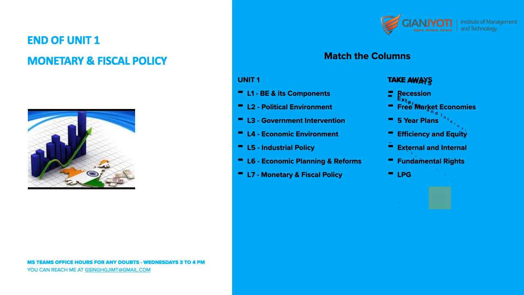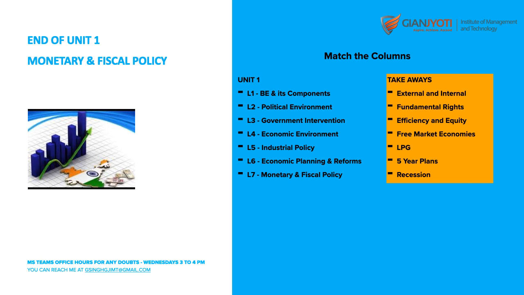I'm pretty sure you have done a good job. Please check the answers here. Business environment and its components: the takeaway was external and internal, where we talked about the control that the business has over those components. Political environment, we talked about the fundamental rights. Government intervention, 2 basic goals, efficiency and equity. Economic environment, we talked about free market economies. Industrial policy, we talked about liberalization, privatization, and globalization as LPG. Economic planning and reforms, we talked a lot about 5-year plans by the Planning Commission, and now it is a 15-year plan by Niti Aayog. And in the monetary and fiscal policy, we talked about recession and how to come out of recession, and what are the policies which can be used for that.